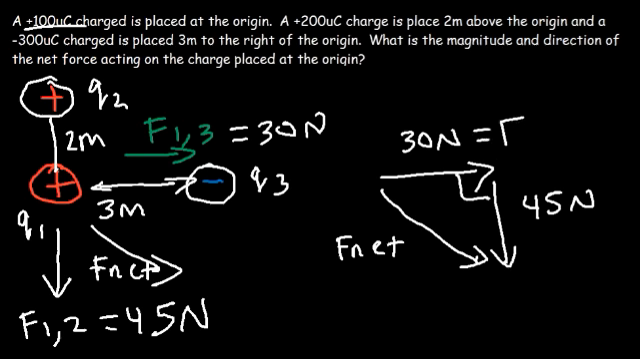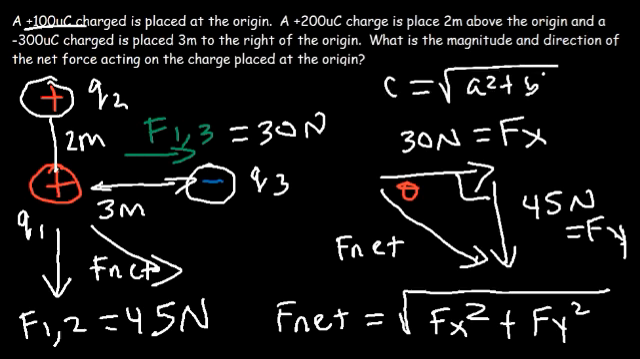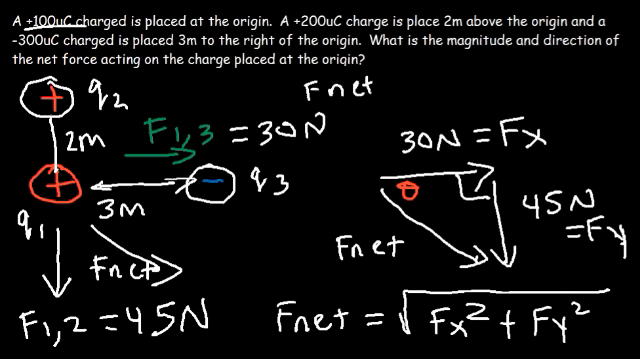So if we call this Fx and Fy and theta, the net force is going to be equal to the square root of Fx squared plus Fy squared. It comes from the equation a squared plus b squared equals c squared. If you solve for c, it's the square root of a squared plus b squared. So let's go ahead and calculate the net force. It's going to be the square root of 30 squared plus 45 squared.